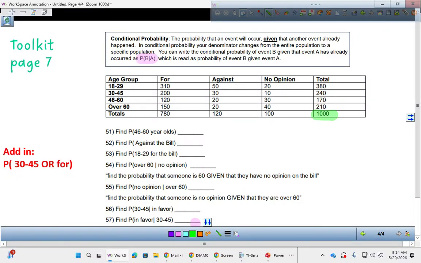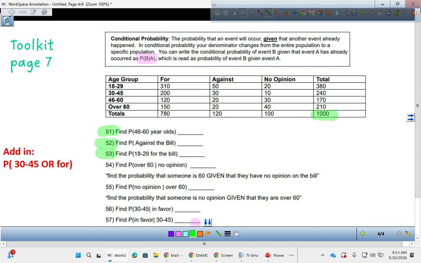So in numbers 51, 52, and 53, there is no line. You see how 54, 55, 56, and 57 have that line in the middle? My denominator is going to be different. But for 51, 52, and 53, my denominator is still going to be the big population. I'm not setting any conditions here because I don't have the given line. All right? So for the first one, this is just practice with what we've been doing.